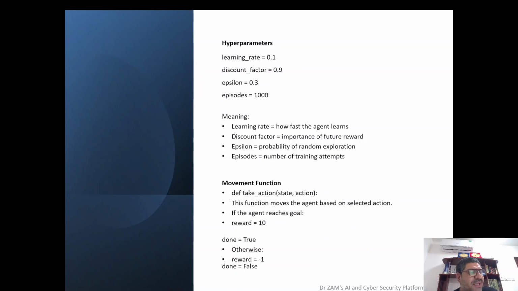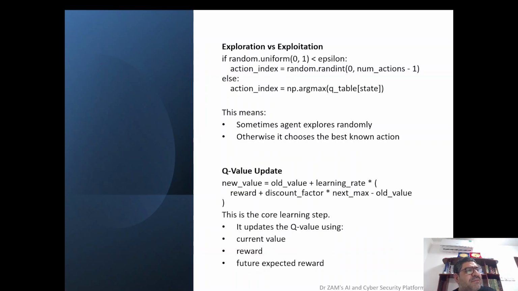Otherwise the reward is equal to -1 if it is just one step and it is not reaching the goal, so one step is done. Definitely, this is exploration versus exploitation. This means sometimes the agent explores randomly, otherwise it chooses the best known action, that we already know.